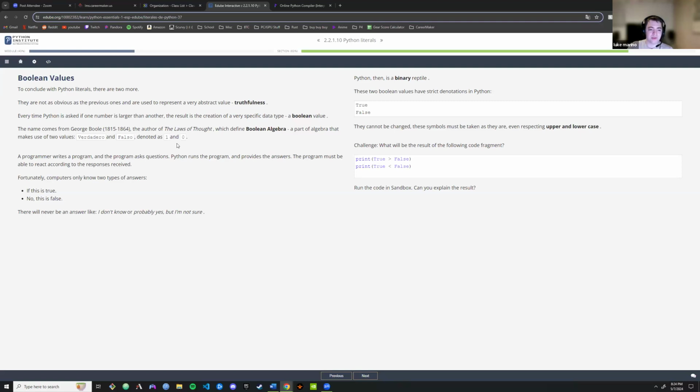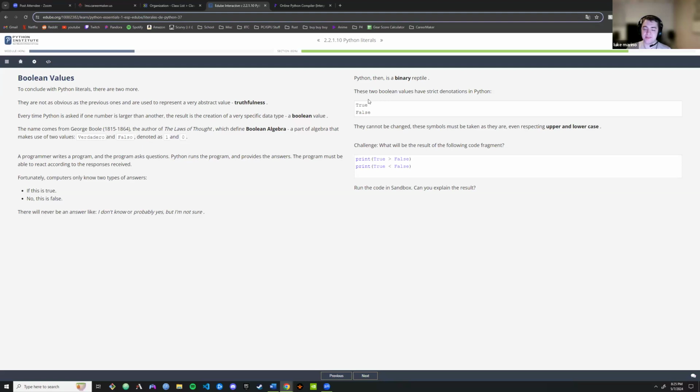The term Boolean comes from George Boole, the author of Laws of Thought. I have no idea what that is, which defines Boolean algebra, a part of algebra that makes use of two values, true or false, otherwise denoted as 1 and 0. A programmer can write a program and the program asks questions. Python runs the program and provides the answers. The program must be able to react according to the responses received. So computers only know two types of answers here: if it's true or if it's false. There's no probably, maybe, there's nothing like that with computers. They're very robotic, of course.